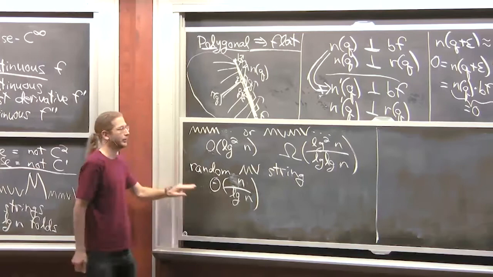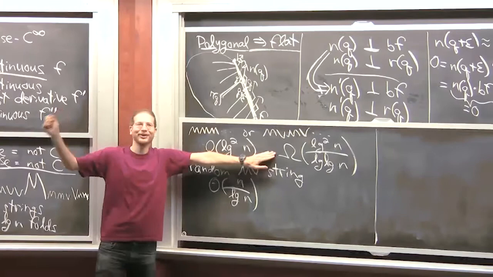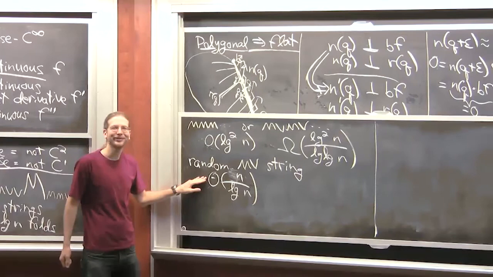How many people vote for log squared n upper bound? Four. How many people vote for log squared over log log lower bound? It's a completely different set of four. How many people vote for the n over log n story? Upper bound first and lower bound? Okay, I think the upper bound here wins, it's curious.